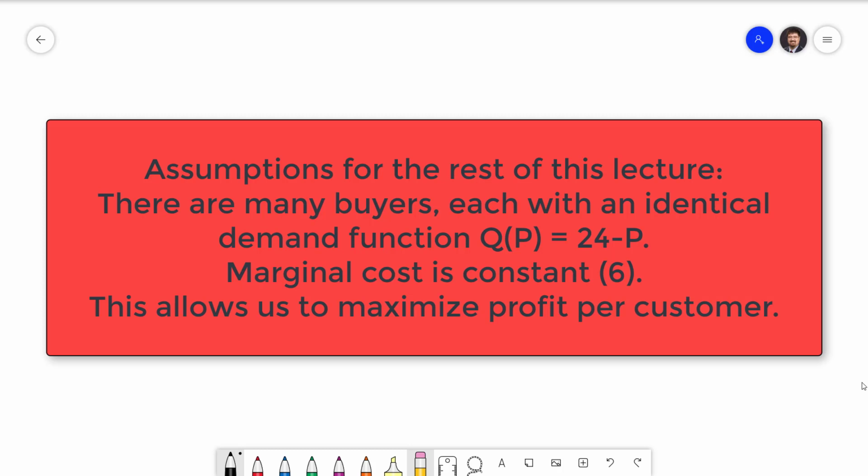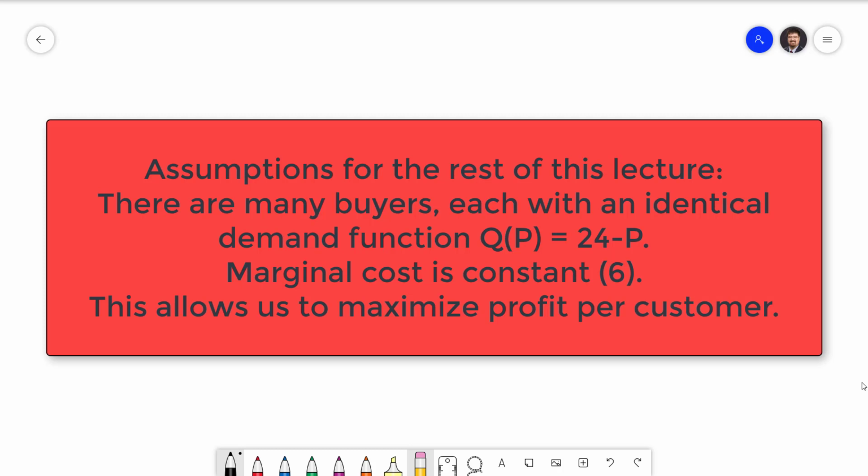Since marginal cost is constant, it doesn't matter how many customers there are, the monopolist can decide on a profit maximizing strategy per customer, and then once we know how many there are, we could just multiply by that. That's the assumption we're going to go with for the rest of this video. Q equals 24 minus P is the demand function for an individual customer. We'll keep that in mind as we go forward.